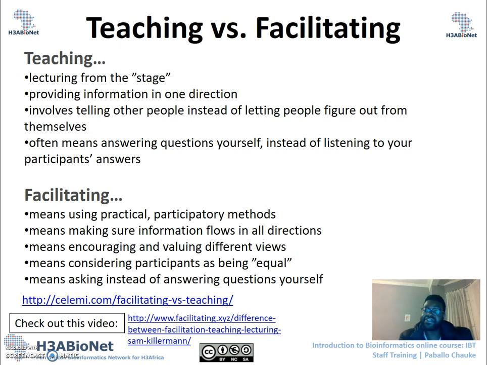So as a facilitator, you are willing to receive instructions, or to be challenged, or to hear other views and ideas. You're willing to take them into consideration in formulating your own thoughts and ways of being. It means encouraging and valuing different views. It means considering participants as being equal.